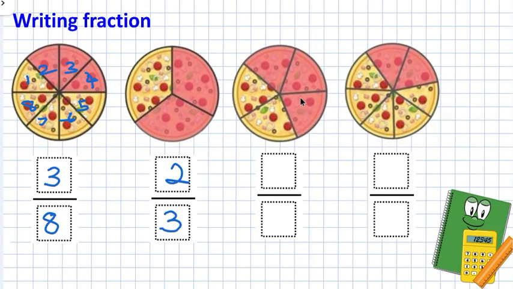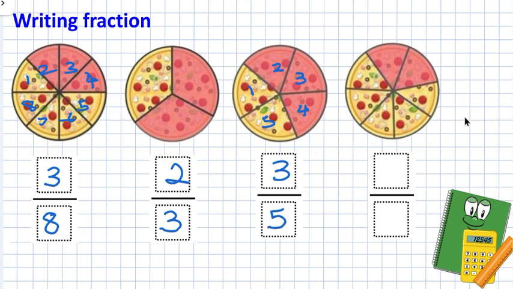In this fraction, if you count the parts that we have here, the part that has been shaded, it is 3. And then the total parts of this fraction, let's count the total parts together. We have 1, 2, 3, 4, and 5. So put 5 at the bottom.